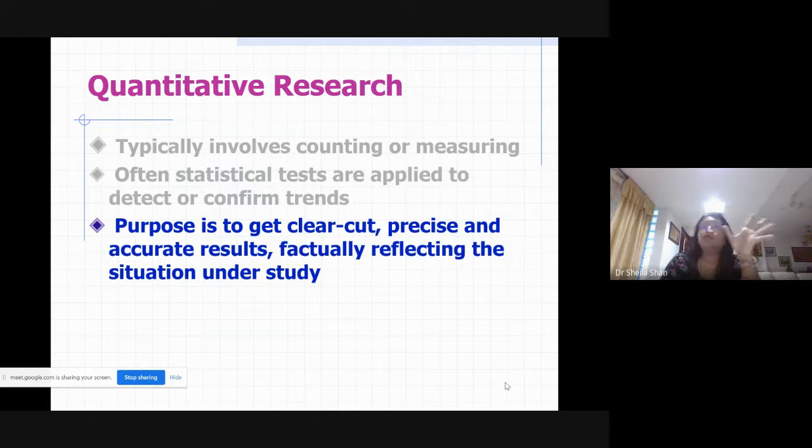So we have two schools of thought. One school of thought rejects quantitative research totally, because they say you don't really get to know the respondent.